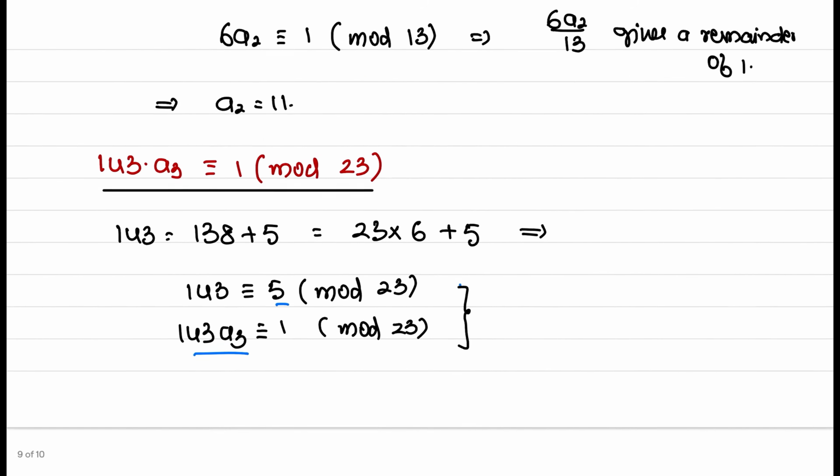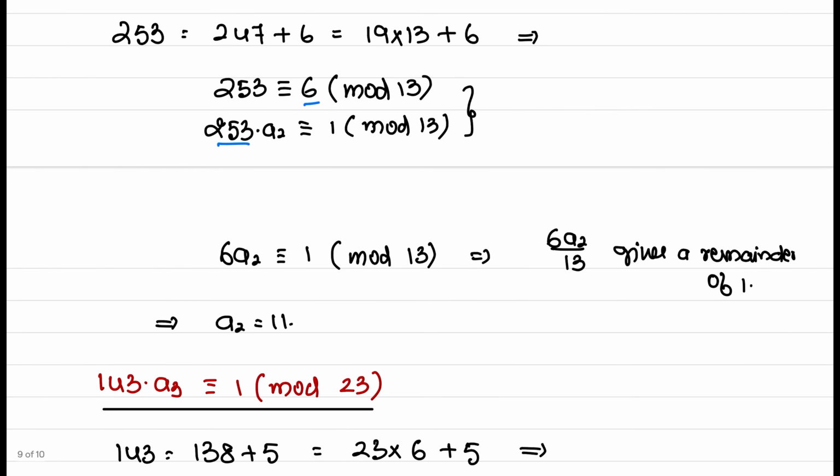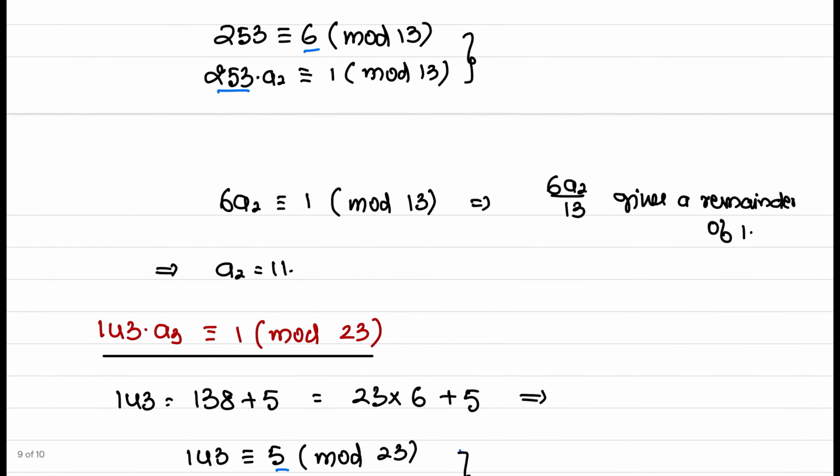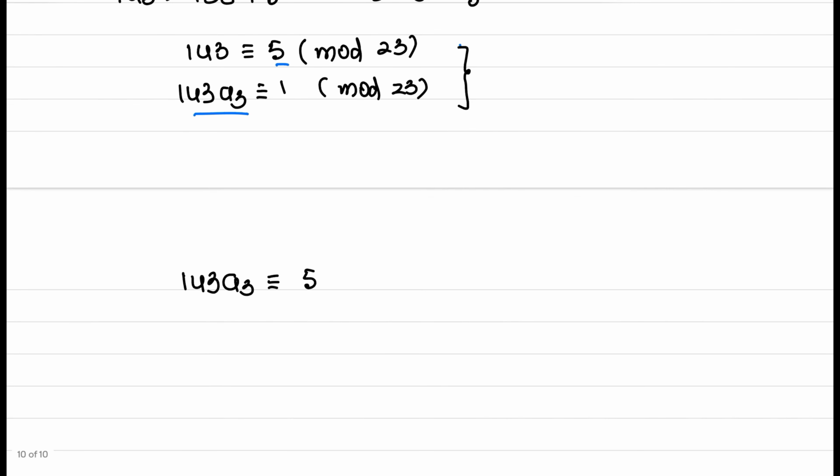Sorry, we made a wrong step here. 143 is taken, it should not be considered again. 143 is gone. So 5 into A3 is equivalent to 1 mod 23.